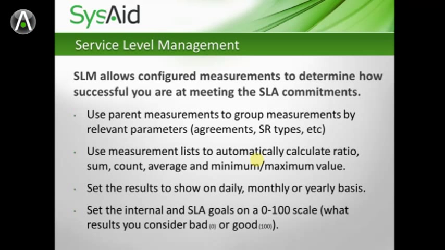So we're going to set up a parent measurement. I'll show you how to group relevant measurements together. So for example, the default is SR types, so measurements that are related to incidents will be grouped together. Measurements that relate to change management will be grouped differently. Using measurement lists, we will be able to automatically calculate ratios and summaries and counts, averages, and minimum or maximum values of service requests. Now it might sound a little bit confusing, but we'll get to that in a second and show you how that all works.